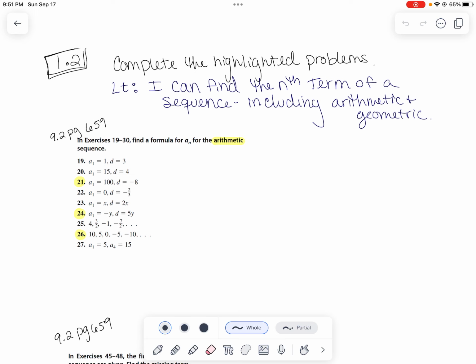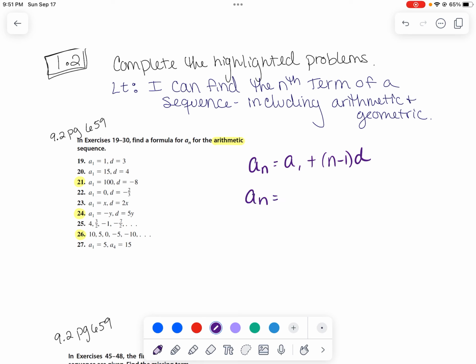All right, so the first part is find a formula a sub n for the arithmetic sequence. So when it says that, remember you're pulling from a sub n equals a sub 1 plus n minus 1 times d. And I'll go ahead and try 24 for you. So a sub n would be equal to a sub 1, which is negative y, plus n minus 1. I'm keeping the n, remember, because I want to create a general equation for this sequence. And then d is 5y.